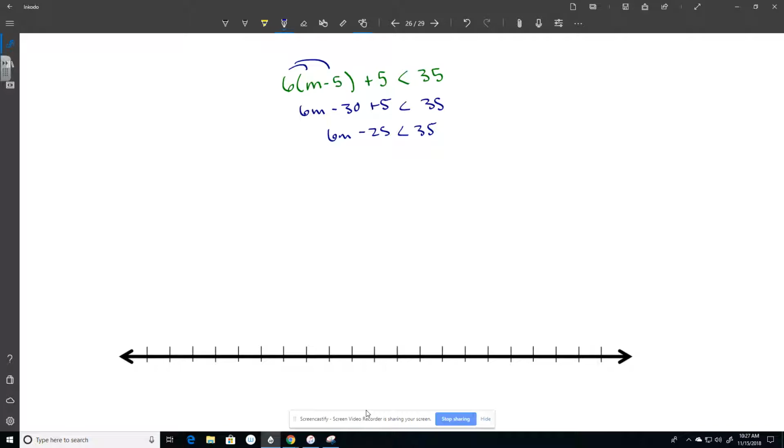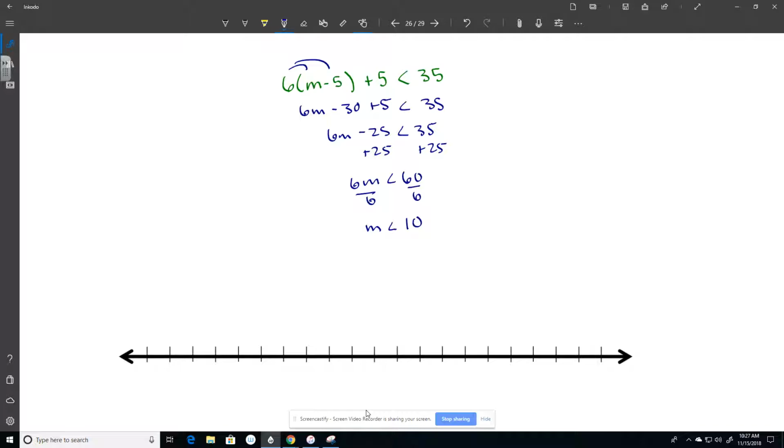Right? So now to get rid of this minus 25, I'm going to add 25 to both sides. So 6m is less than 25 plus 35, which is 60. And then I divide by 6. So m is less than 10. Now, the only thing that we really need to be careful of is if you are dividing by a negative.